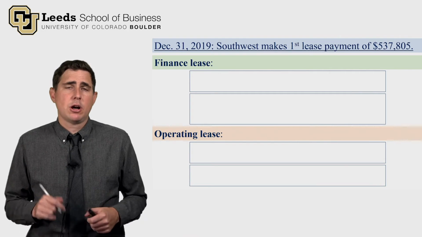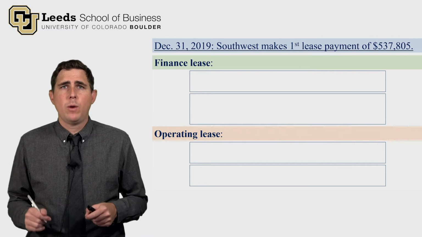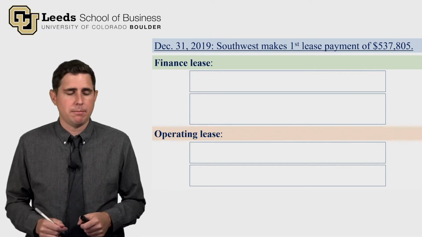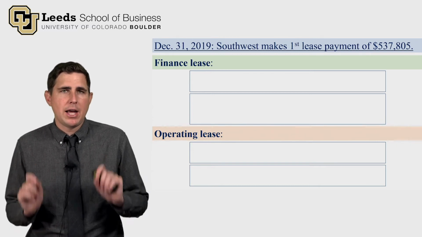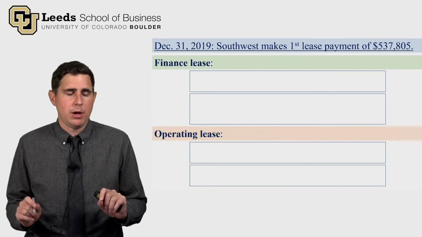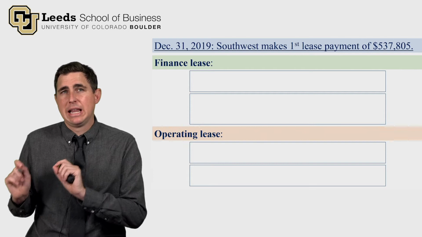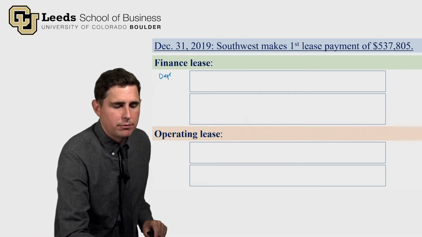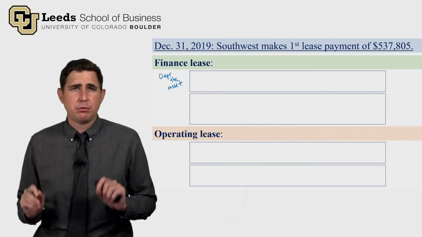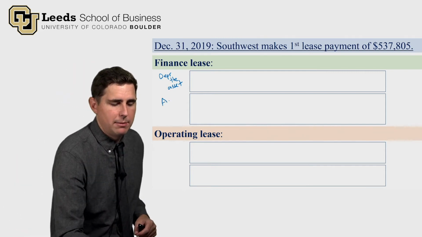Okay, next, let's talk about 1 year has gone by. It's now December 31st, 2019, and Southwest is going to make that first lease payment. First, we'll talk about a finance lease. There are two entries that are made for a finance lease every period. That's because we're going to treat the asset different from how we're going to treat the liability. So step one is we're going to depreciate the asset. We will depreciate the asset over the lease term. Step two is we're going to amortize the liability.